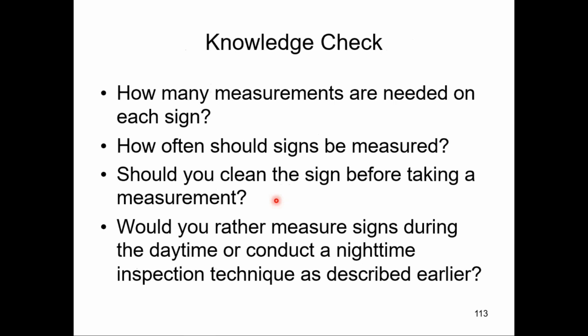In terms of knowledge check, how many measurements are needed on each sign? It's not specified by FHWA or by the manual, but as I said, I would recommend a minimum of 4 measurements on each color, each retroreflective color on a sign. How often should signs be measured? I would say annually or every other year they should be measured.